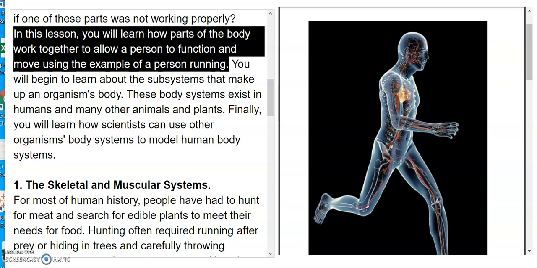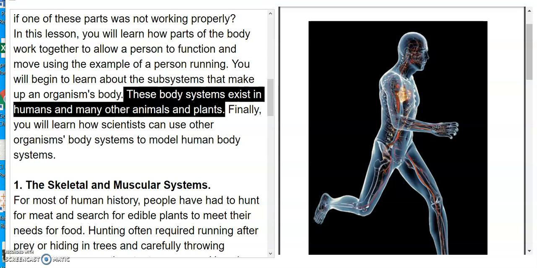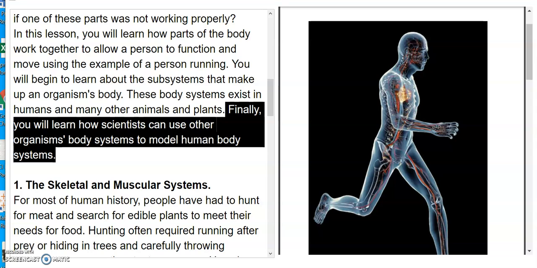In this lesson, you will learn how parts of the body work together to allow a person to function and move, using the example of a person running. You will begin to learn about the subsystems that make up an organism's body. These body systems exist in humans and many other animals and plants. Finally, you will learn how scientists can use other organisms' body systems to model human body systems.